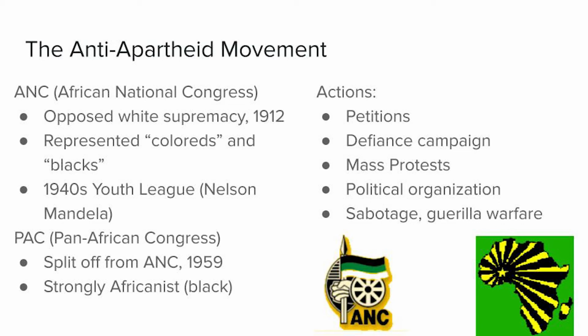The ANC wasn't the only group representing African interests. The Pan-African Congress, the PAC, split off from the ANC in 1959. They were strongly pro-Africanist, so specifically representing Black populations, instead of the more broad strokes of the ANC, which also represented the interests of that colored population as well.